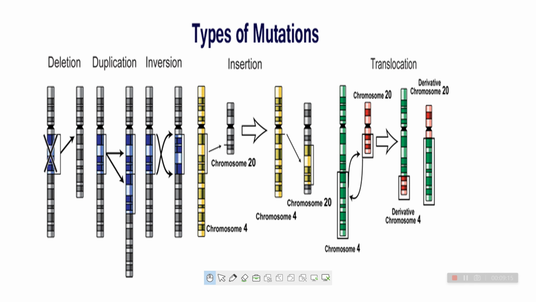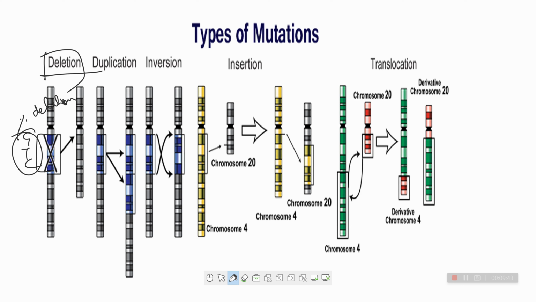So here are the different types of mutation. What are the different types of mutation? Mutation is of several types, like deletion. Deletion means some part of the DNA or gene, suppose it codes for GTC, and this GTC is deleted. Then this is known as deletion.